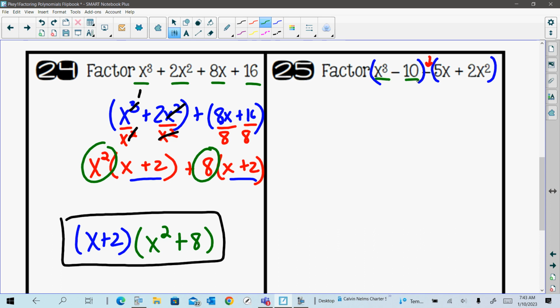Okay, so the GCF between our x cubed and minus 10 is 1. The only thing they have in common is 1 here. And then if I check for the GCF for this one, they have an x in common.